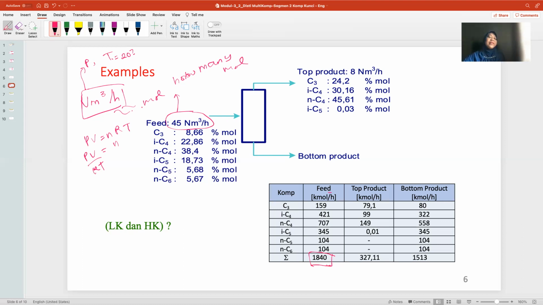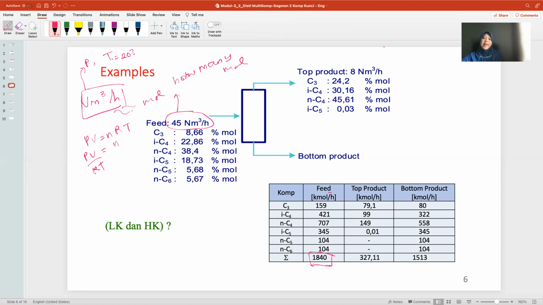It's been a while for me to check the thermodynamics, yeah. I don't teach thermodynamics, so please check that one there. But anyway, Kevin, if you want to check the total from 45 normal cubic meter per hour, it becomes 1840 kilomole per hour. Okay? And then you multiply it with the percentage of mole, and then you get those feed.